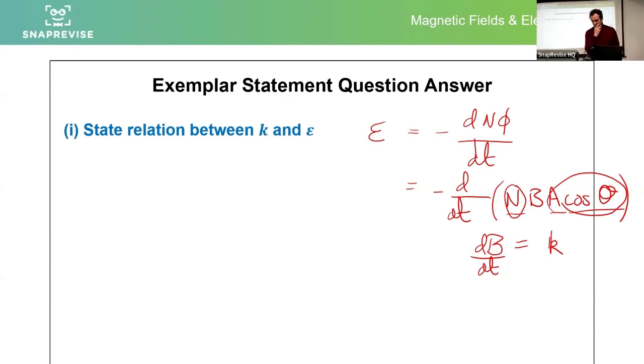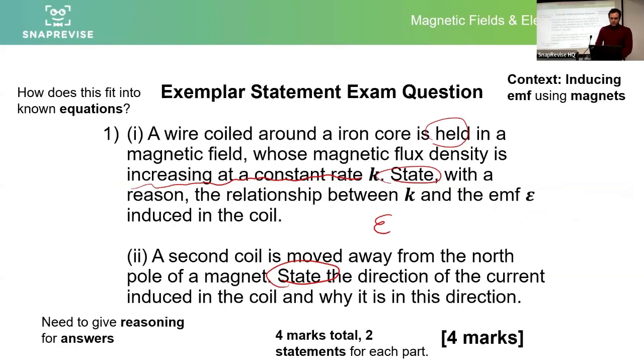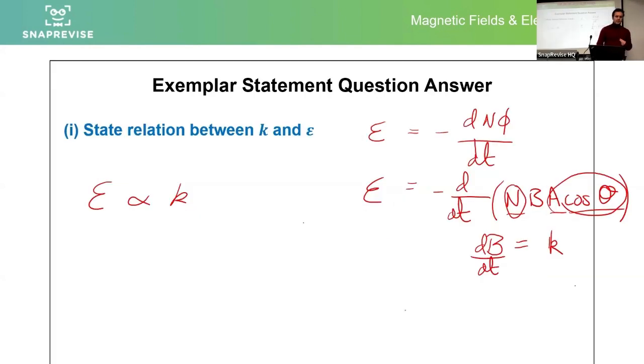I know not all of you do A-level maths, but hopefully you realize that the rate of change of B is the only thing that's changing, and that rate of change is just equal to k. Therefore, tracing back up here, epsilon is simply proportional to k. 1 mark for stating that. I think that's actually a little bit stingy, because it requires a bit of mathematical thinking. What does it say? State with a reason, though. Haha. Okay, so there's a second mark to be had.